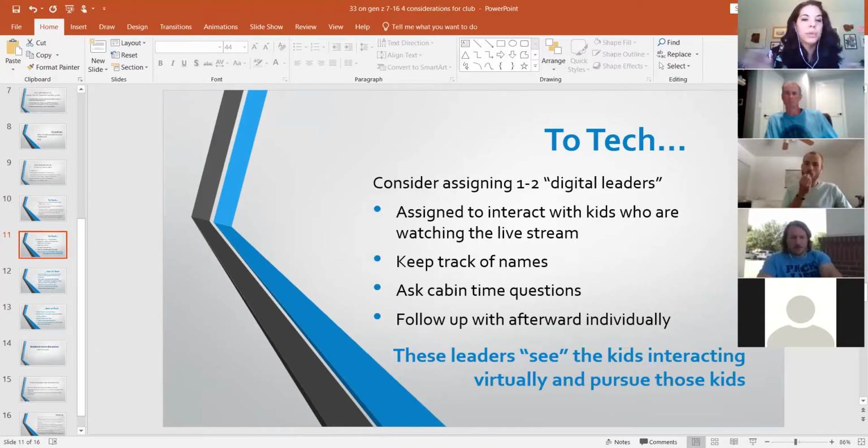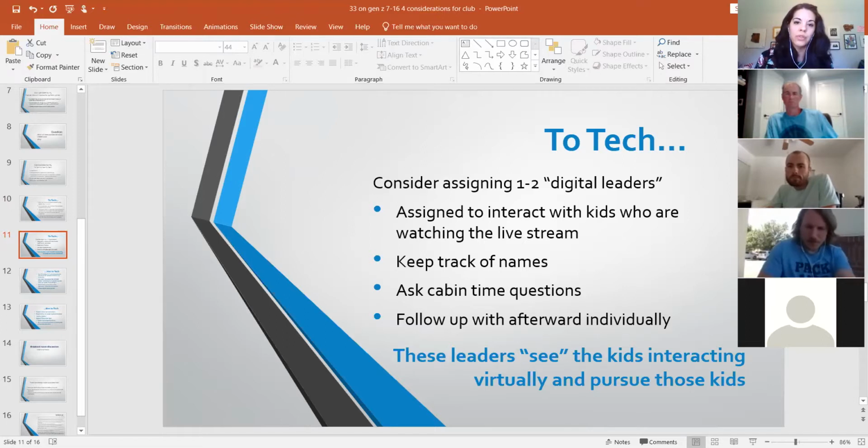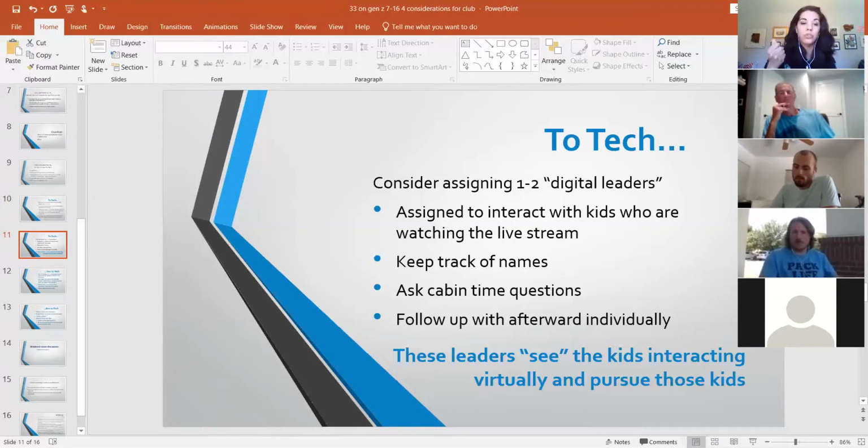Here, this is pure Tanita brainstorming. This is from nobody else except for thinking about how club has been the last few months and going, what if we considered assigning 1 or 2 quote unquote digital leaders? So if you're going to live stream club, they're assigned to specifically interact with those who are live streaming. They're keeping track of who's logging on, who's logging off. They can ask cabin time questions and interactive questions. They can do trivia through the live stream, but really they're keeping track of who they're interacting with and they can follow up with those kids individually.